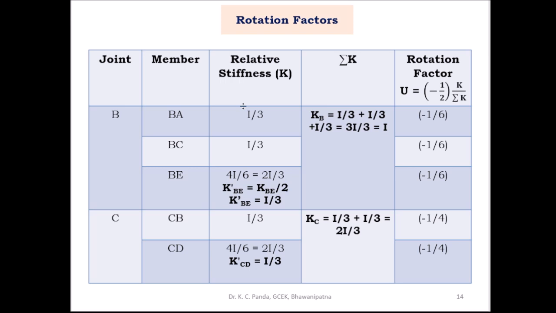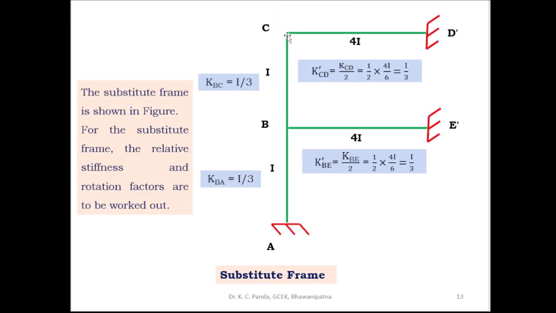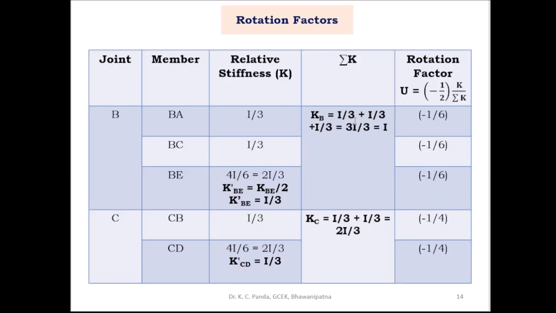Then find out the relative stiffness of the joints B and C. First, the relative stiffness of joint B. At joint B there are three members meeting, BA, BE dash and BC. So here you take the relative stiffness of these three members. KB is equal to I by 3 plus I by 3 plus I by 3, so this is equal to I.